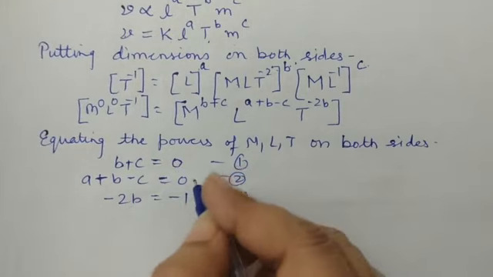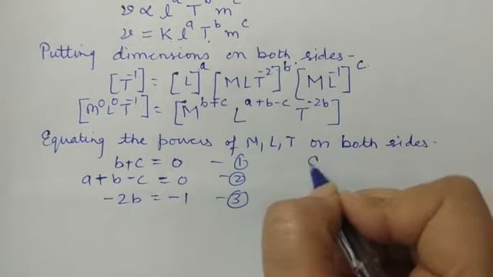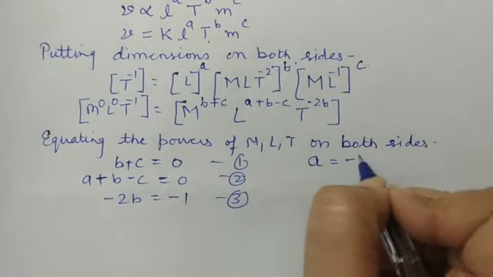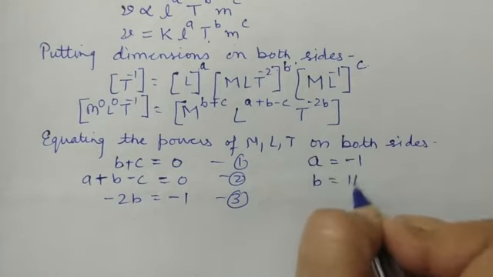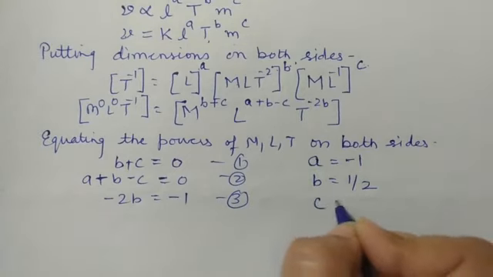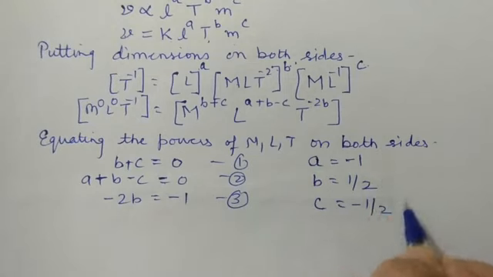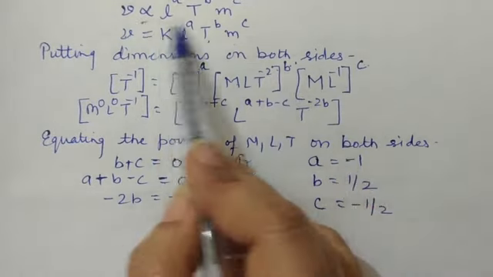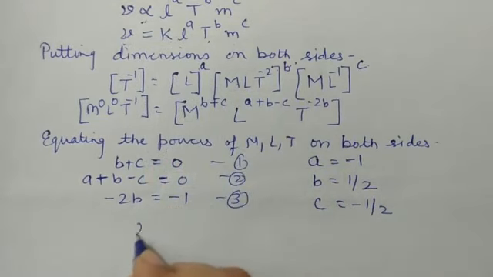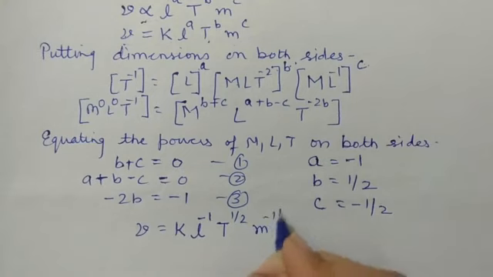So when we solve them, we get a is equal to minus 1, b is equal to half, and c is equal to minus half. So when we place these values in the equation, nu is equal to k, L raised to the power minus 1, t raised to the power half, m raised to the power minus half.